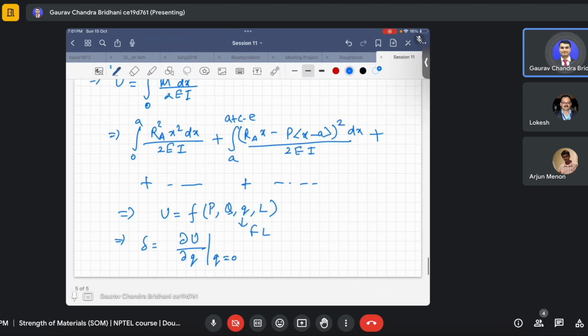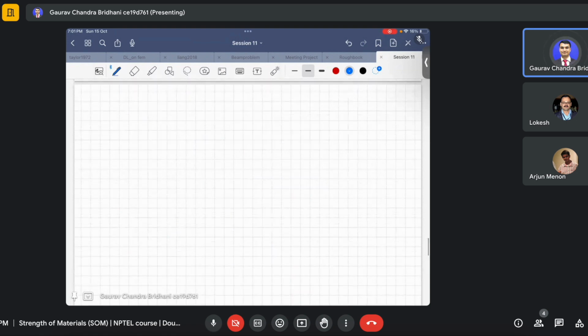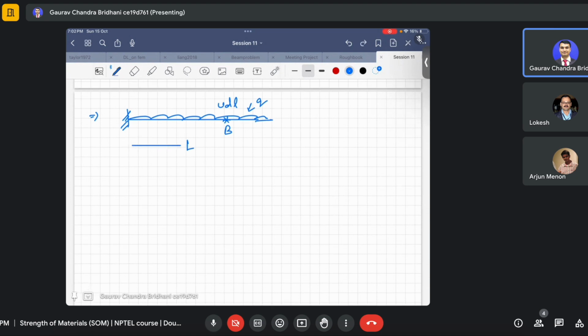Now the question arises, what happens if we want to find the slope, okay. So for finding slope, suppose I have this beam with the UDL of value q acting, and I have been asked to find the slope at B. Whole length is L, like this. I have been asked to find the slope at B due to that UDL, okay.